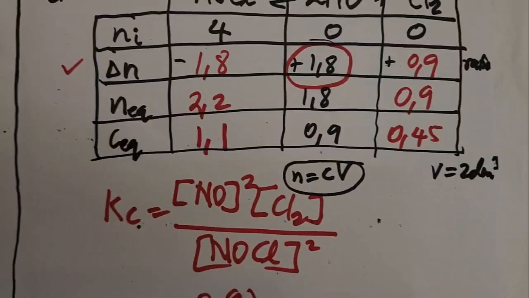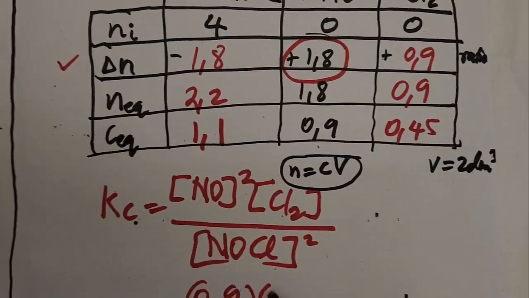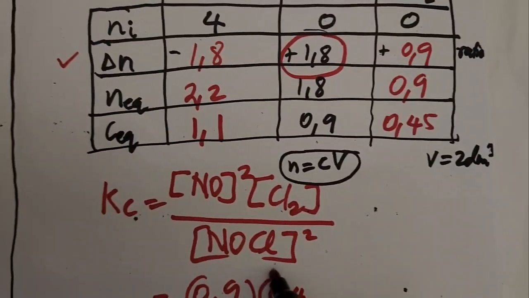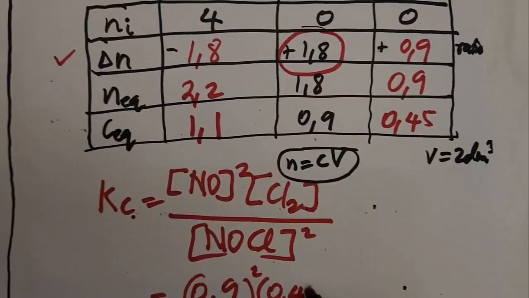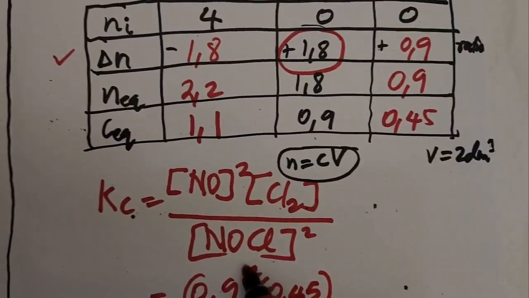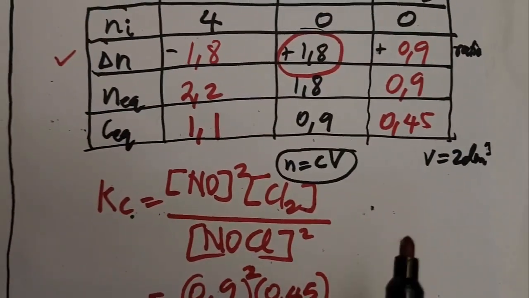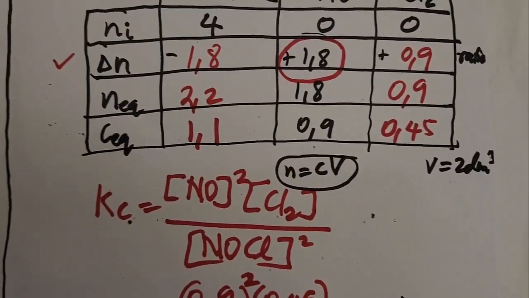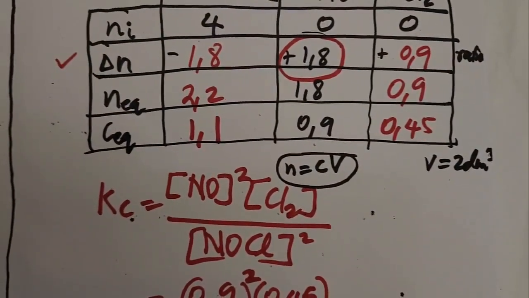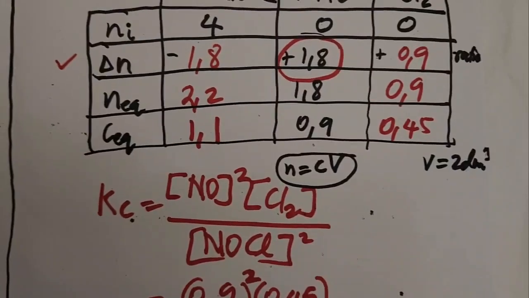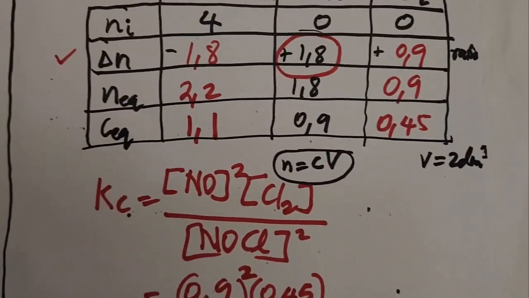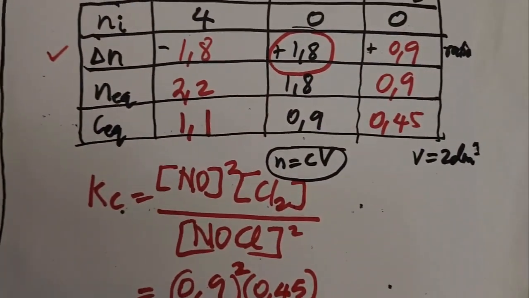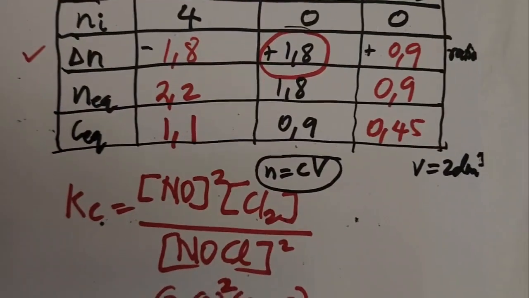0.9 multiplied by 0.45, 0.9 squared multiplied by 0.45. Yes, and then from here divide by 1.1 squared. That is the case. And then from here you can just consult your calculator.